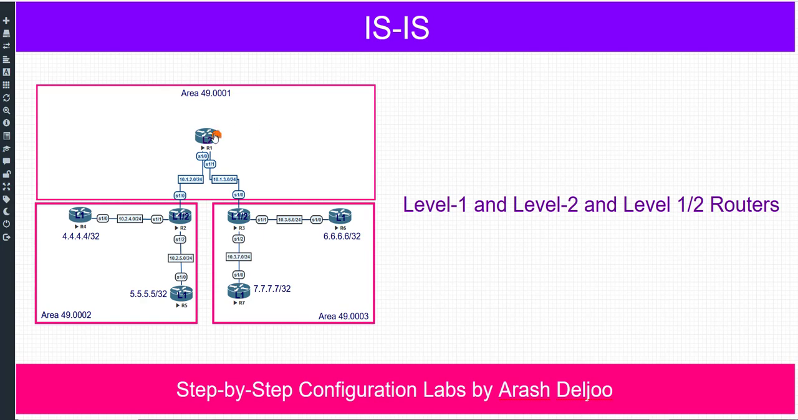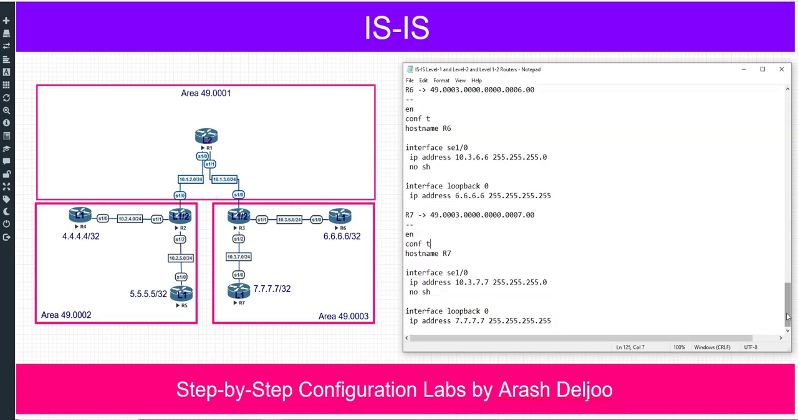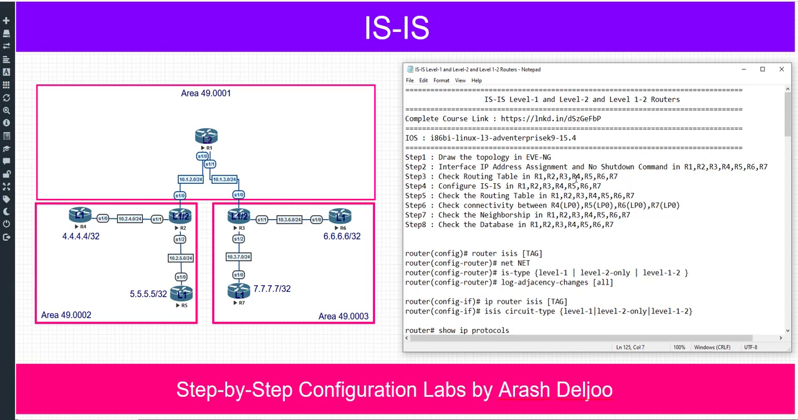As you can see, router 1 is a level 2 only router, router 2 and router 3 are level 1-2 routers, and router 4, router 5, router 6, and router 7 are level 1 routers. I configured IP addressing previously, and you have this configuration in this text file. I want to start configuration of ISIS in this scenario.